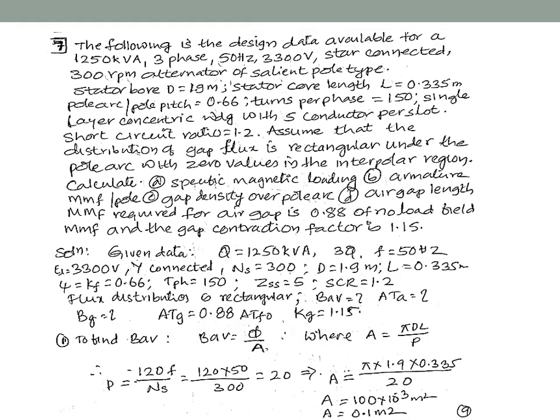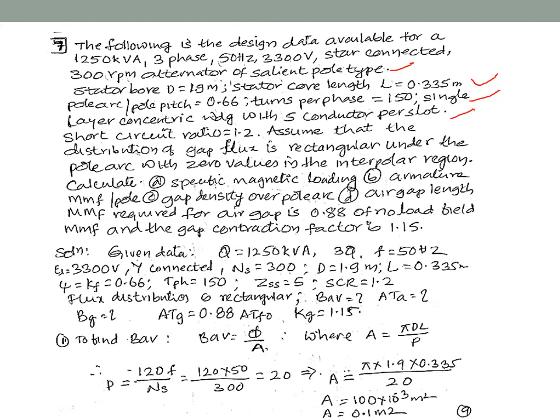Okay, so now this is another problem. Problem 7. The following is the design data available for the 1250 kVA, 3-phase, 50 Hz, 3300 volt, star connected, 300 RPM alternator of salient pole type. Stator diameter 1.9 meter, stator core length L 0.335 meter, pole pitch 0.66, turns per phase 150, single layer concentric winding with 5 conductors per slot.